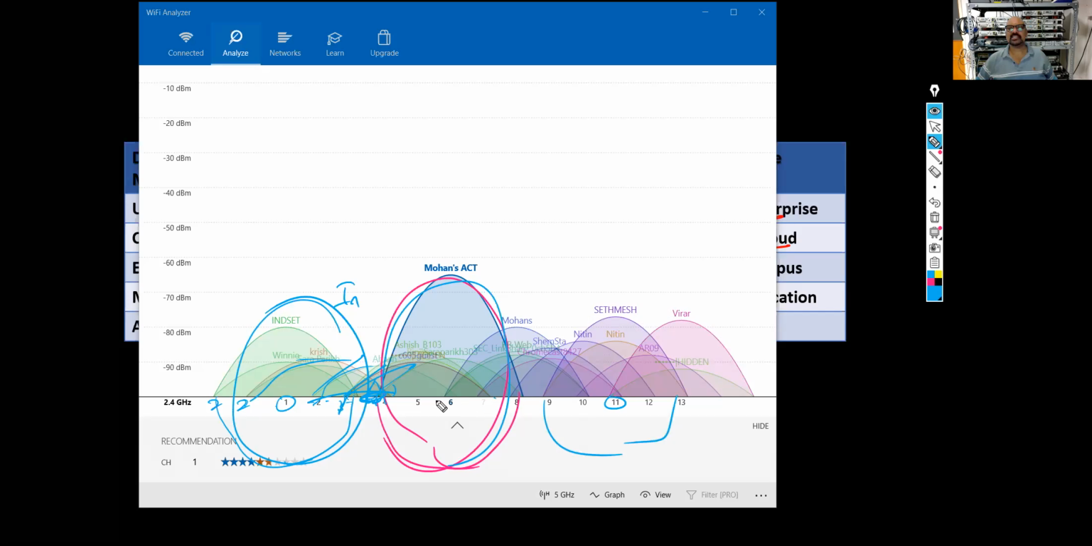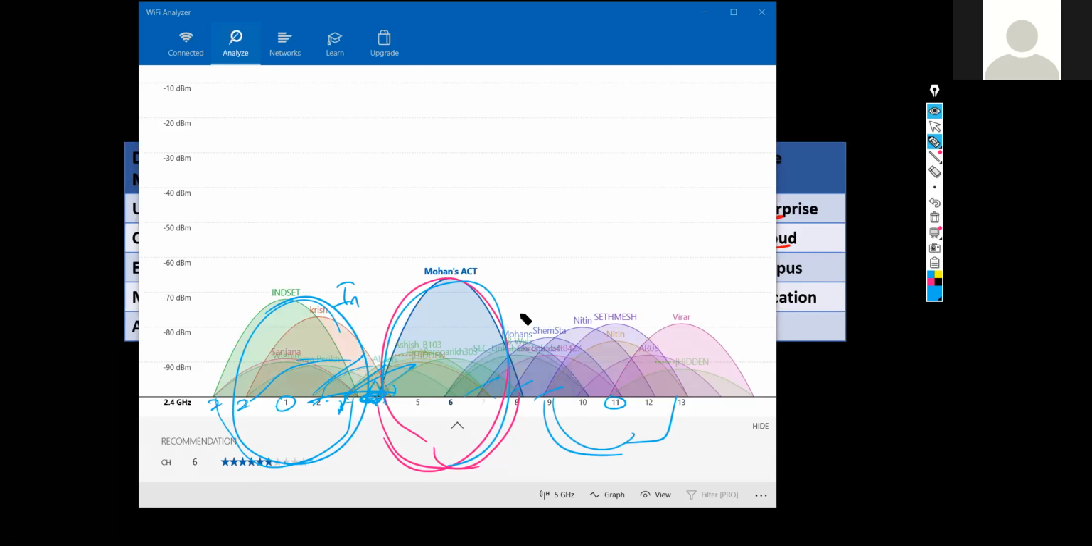6 is interfered with by 7, 8, 9. Everything is cutting 6, but not 11. These are non-overlapping. So you can have an access point here, you can have an access point here, you can have an access point here. Okay, sir. Thank you.